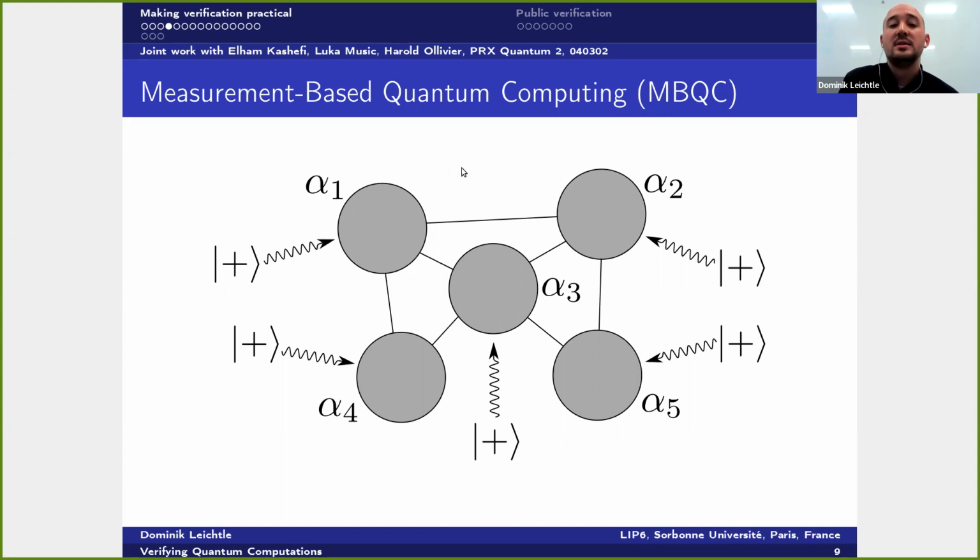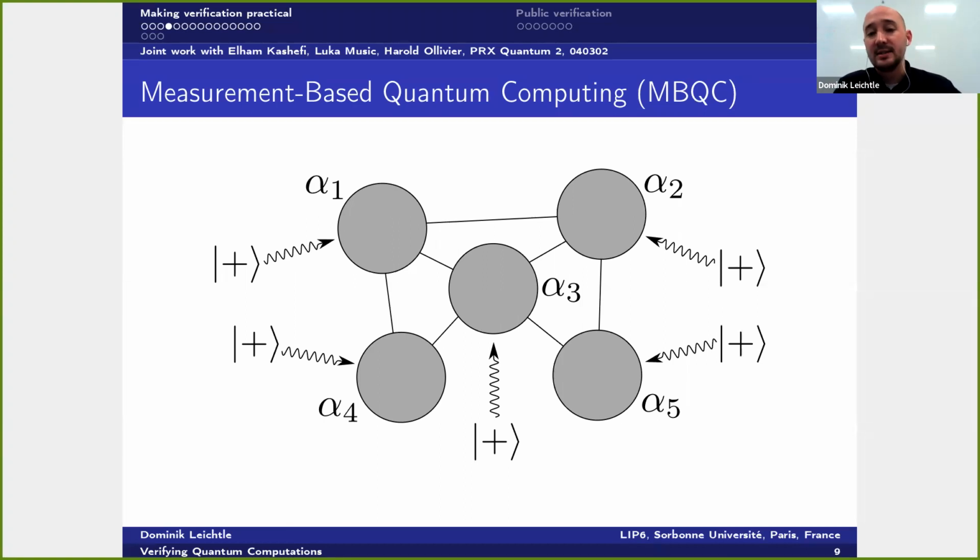And finally, the server is going to measure these qubits one by one in rotated basis. And one can show that depending on the choice of these angles, one can actually perform arbitrary computations like this. Not on a small graph on 5 qubits like this, but just as an example, I drew only 5 qubits here. So why we consider this model is because it actually makes it very, very intuitive to add these layers of blindness and verification to it.